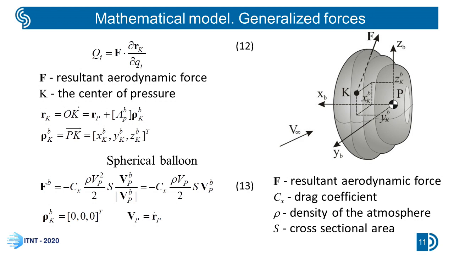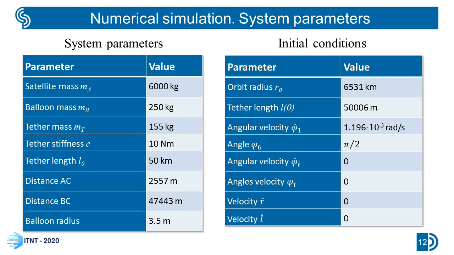Substituting expressions for the energy and generalized forces in the Lagrange equations, we obtain a system of 9 differential equations of the second order. Using these equations, we carry out numerical simulation. As an example, consider the motion of a system with parameters and initial conditions given in the tables.